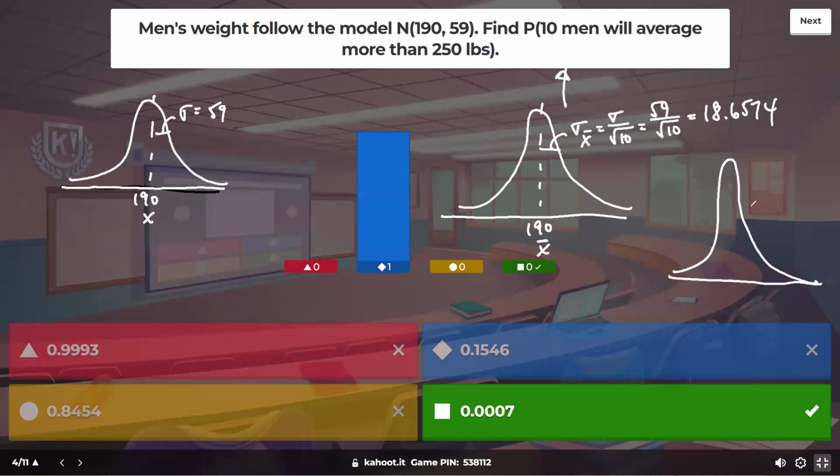And so now it's time for us to make use of our third normal distribution. This is the z distribution, which always has a mean of 0 and a standard deviation of 1.